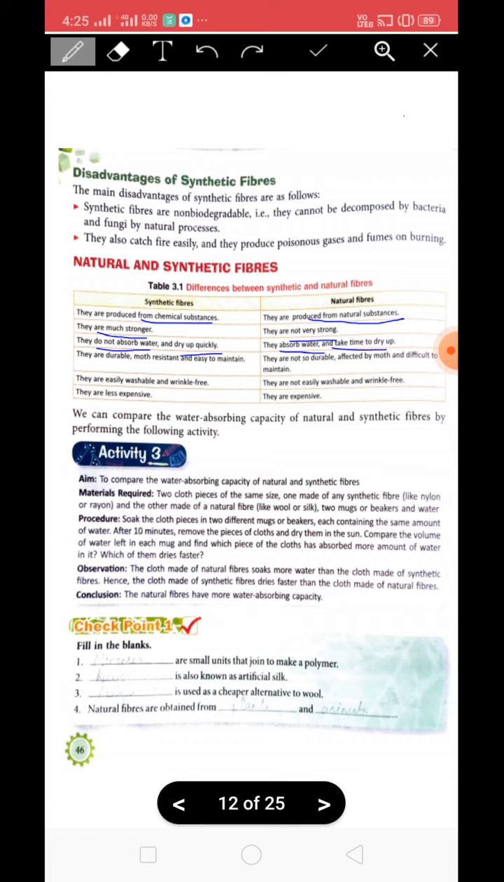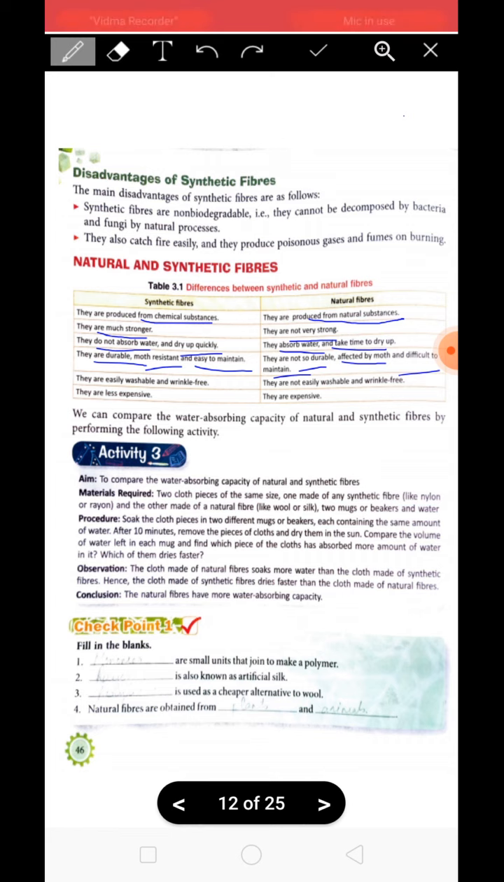Right. Now, next point, synthetic fibers are durable, moth resistant and easy to maintain. They are durable because the fibers are strong, they are moth resistant because they are made up of petrochemical substances, and they are easy to maintain. They do not need ironing. Understood. Now, what about natural fiber? They are not so durable, affected by moth, and difficult to maintain.